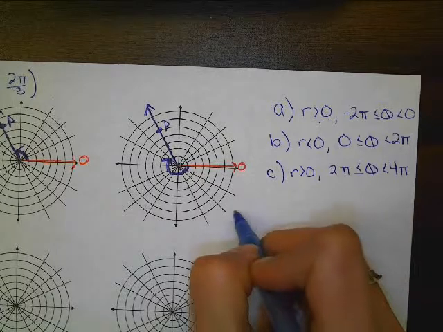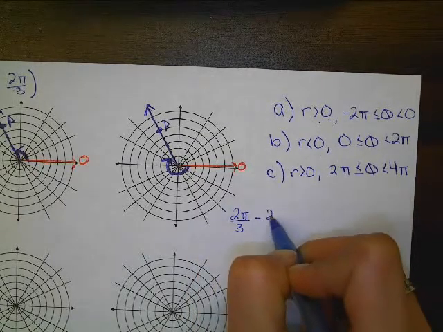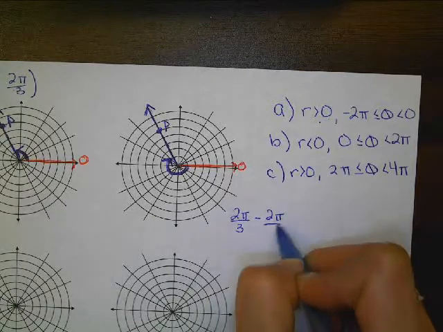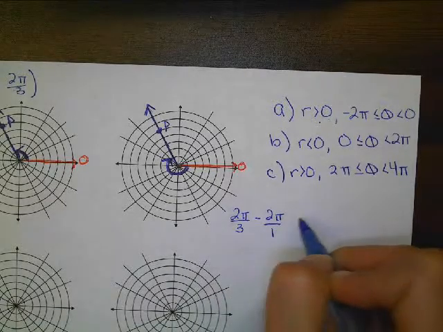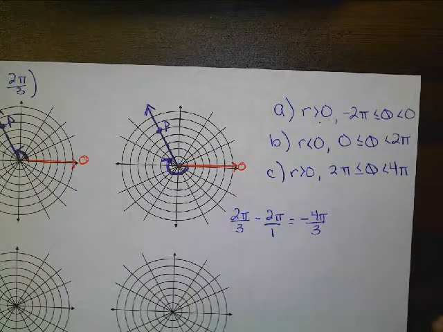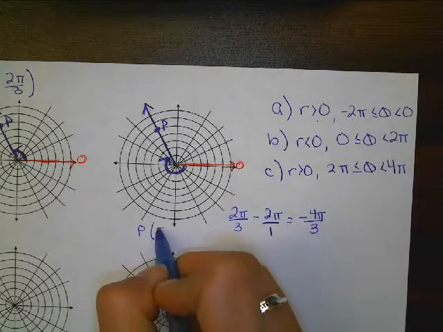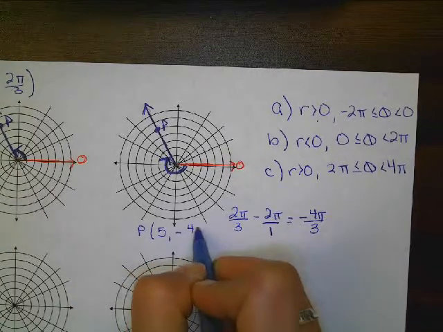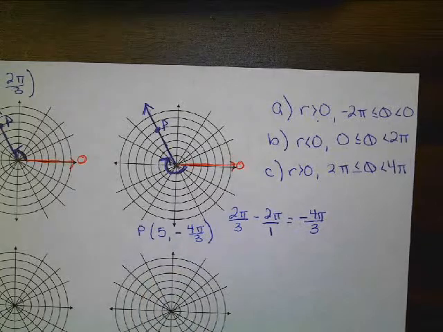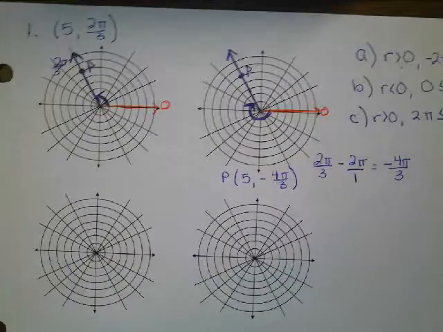Okay, and to find that, what I can do is just take 2 pi over 3 and subtract 2 pi over 1, and after you get a common denominator, you'll find that that's negative 4 pi over 3. So the point here is at 5 and negative 4 pi over 3. Alright, let's do part B.